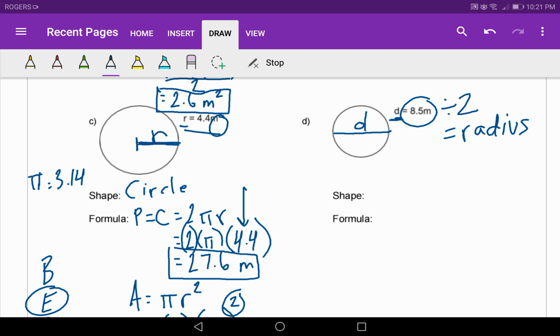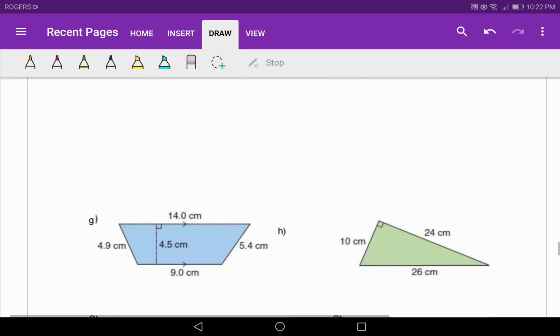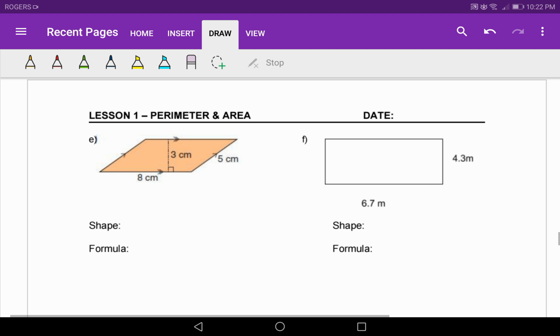So 8.5 divided by 2. I end up just using 4.25 as my r. And then that allows me to use the formulas that are given to me, like circumference equals 2 pi r, or area equals pi r squared. So if you're given diameter, do yourself a favor, just divide it by 2 so that you can turn it into the radius. All right, let's do a parallelogram and then a trapezoid, and that is it.